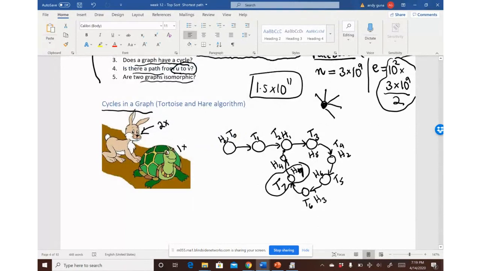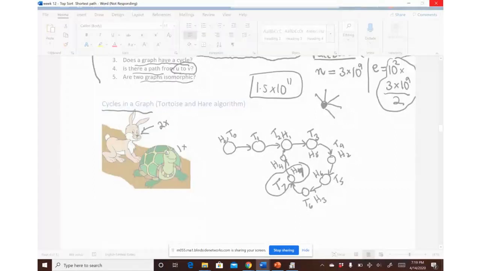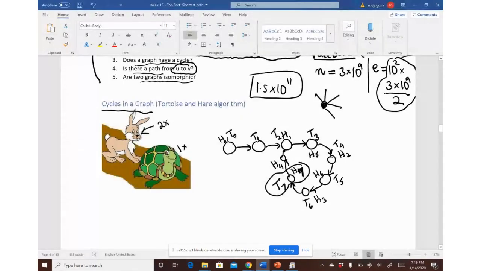When you use the algorithm, how do you know when to stop? I guess you check the status of the tortoise and hare. One second. Okay, can you guys hear me? Because it looks like I lost my connection.